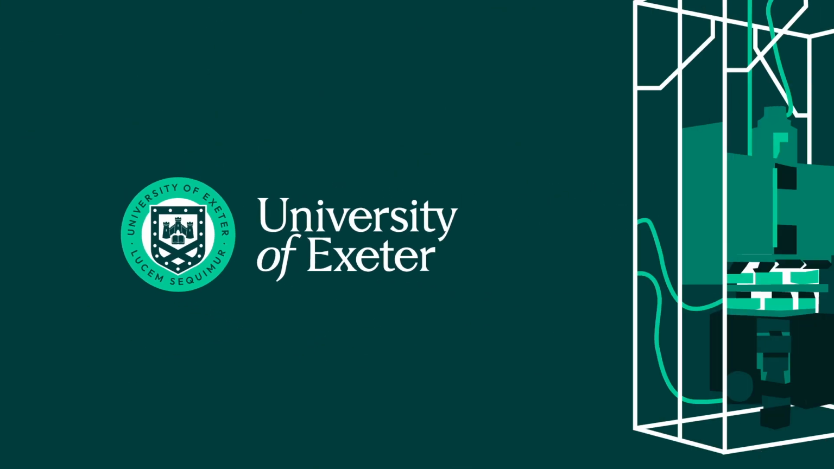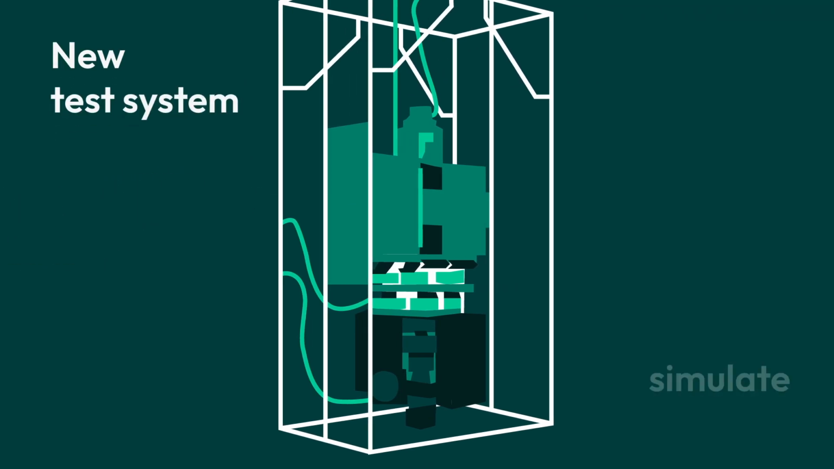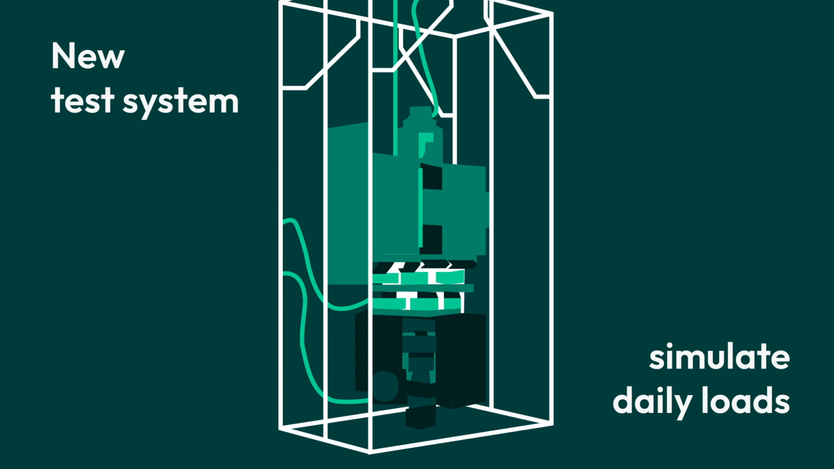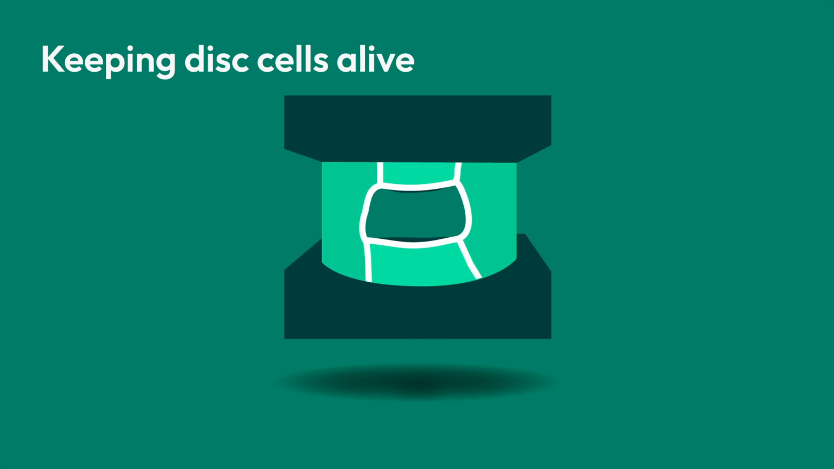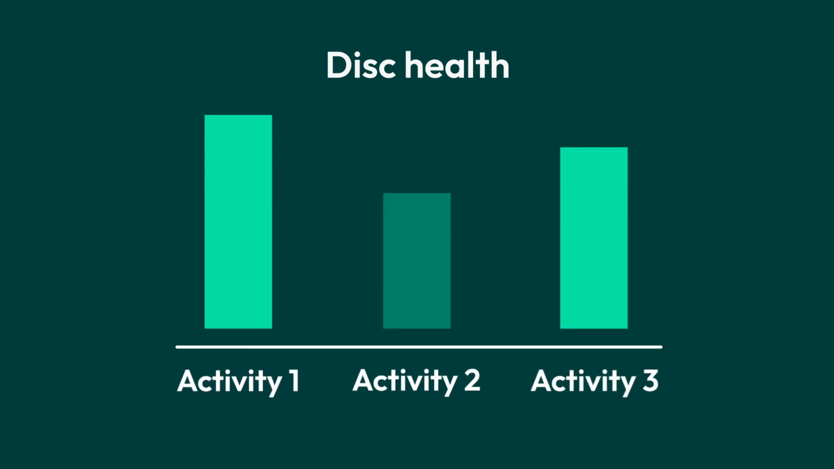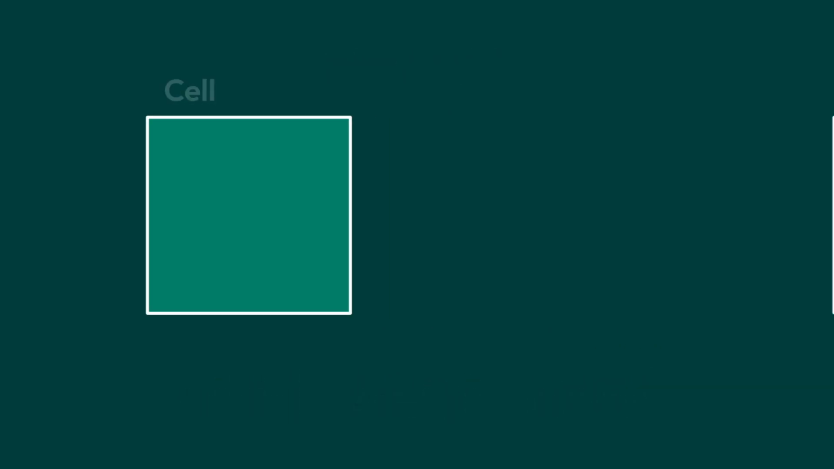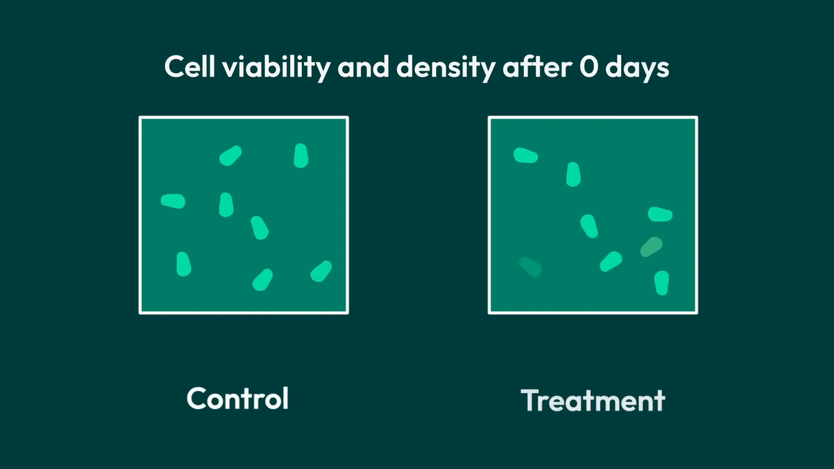Biomedical engineers at the University of Exeter are building a new test system that will be able to simulate the loads that act on the intervertebral disc during a range of daily activities, while keeping the cells in the disc alive in a culture system. This will help us to understand how the cells in the disc respond to different activities, and understand if certain activities may improve disc health or increase the rate of degeneration. And it will also provide a way to test whether new treatments, such as regenerative therapies, are effective.